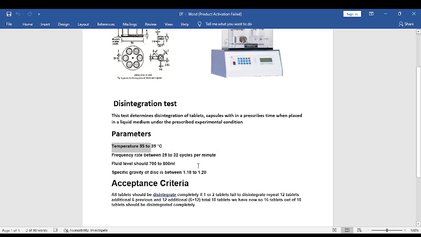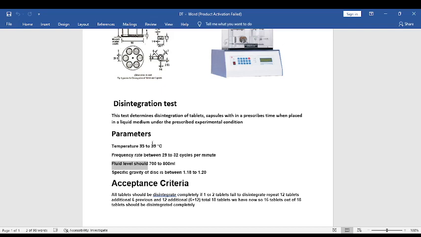I have told you earlier the frequency rate, which is 29 to 32 cycles per minute, and the fluid level. Fluid level is critical to understand. The fluid level in the vessel is such that at the highest portion of the upward stroke, the wire mesh remains at least 15 mm below the surface. And when it descends in its downward stroke, it should not be less than 25 mm from the bottom of the vessel.